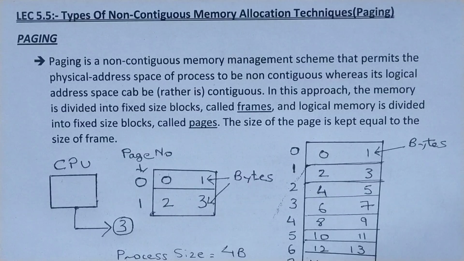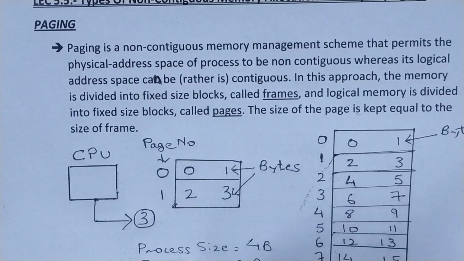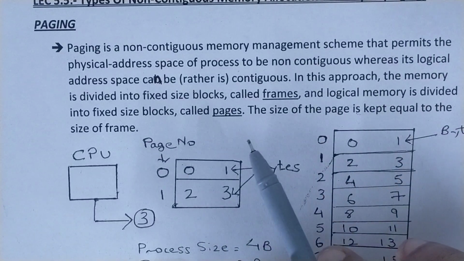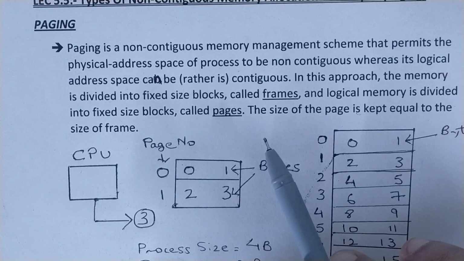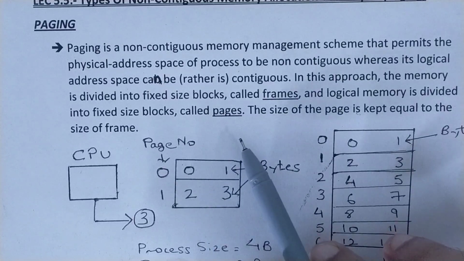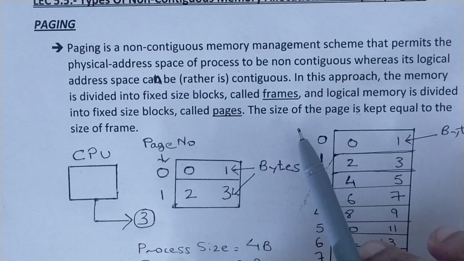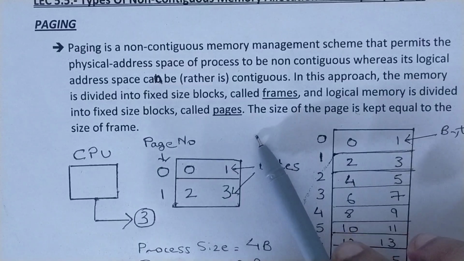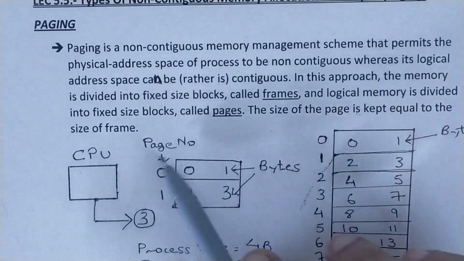Today in this lecture we will study types of non-contiguous memory allocation techniques, paging in operating system. Paging technique is a non-contiguous memory allocation technique that permits the physical address space of main memory to be non-contiguous, whereas it permits the logical address space to be contiguous. Actually, in paging technique, main memory is divided into fixed size blocks called frames and logical memory is divided into fixed size blocks called pages. And in this paging technique, the size of a page is kept equal to the size of a frame.